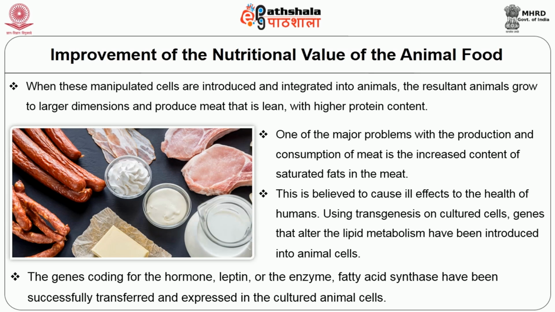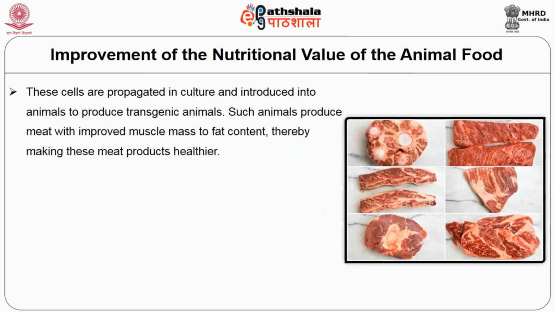The genes coding for the hormone leptin or the enzyme fatty acid synthase have been successfully transferred and expressed in the cultured animal cells. These cells are propagated in culture and introduced into animals to produce transgenic animals. Such animals produce meat with improved muscle mass to fat content, thereby making these meat products healthier.